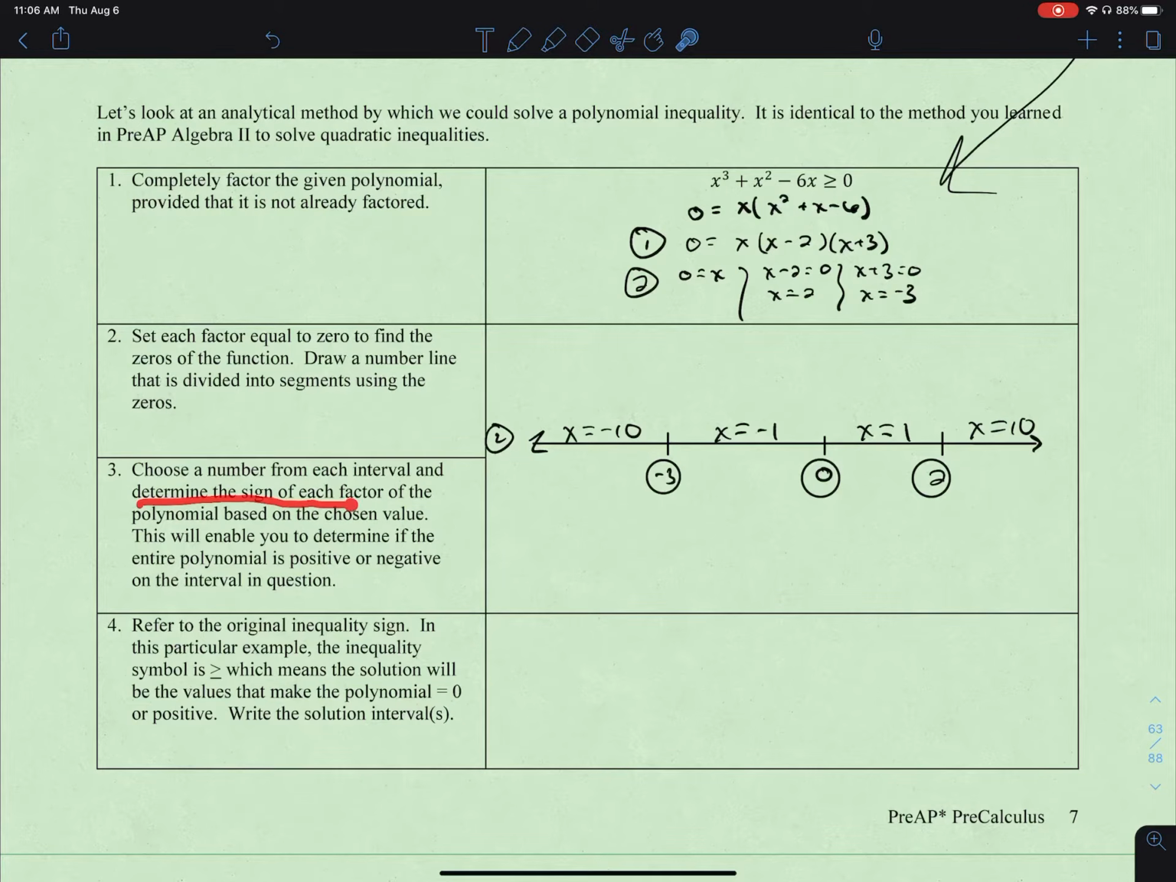Determine the sign of each factor of the polynomial based upon the given value. This will enable you to determine if the entire polynomial is positive, negative, or 0. So we are looking specifically at this little fella right here. This is what we want.